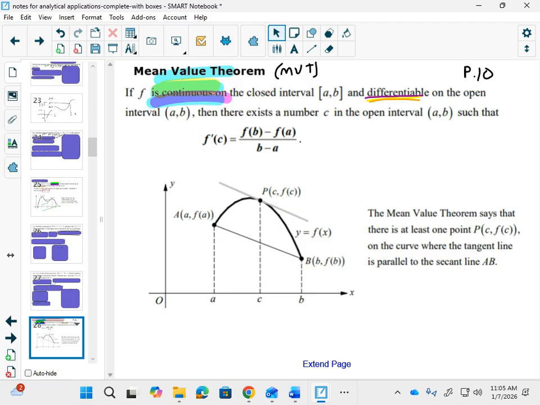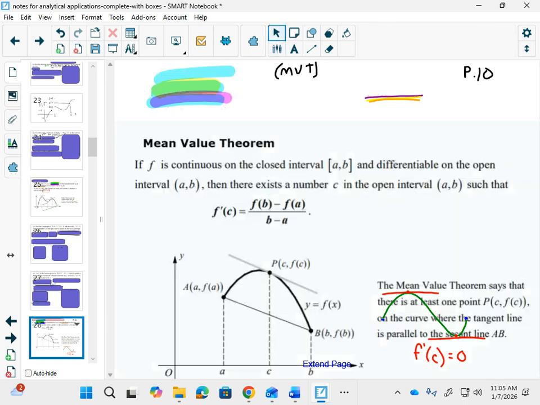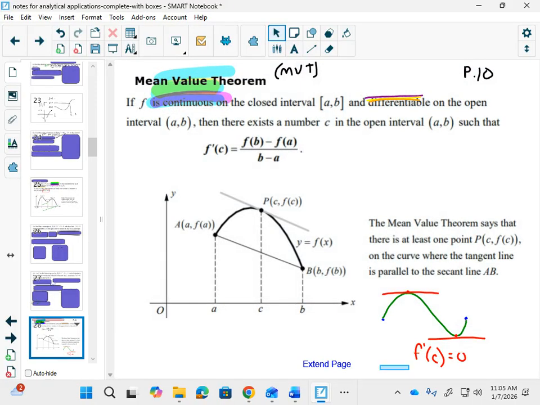Rolle's theorem says if you have 2 values that are exactly the same, and the function is continuous, meaning that you had to join those 2, then somewhere in between those 2 values there has to be either a maximum or minimum. In other words, somewhere there has to be a place where f prime of some point c is equal to 0, because it has to be flat. The mean value theorem says, whoa, there we go.